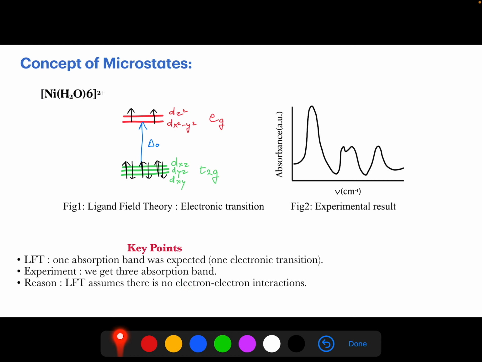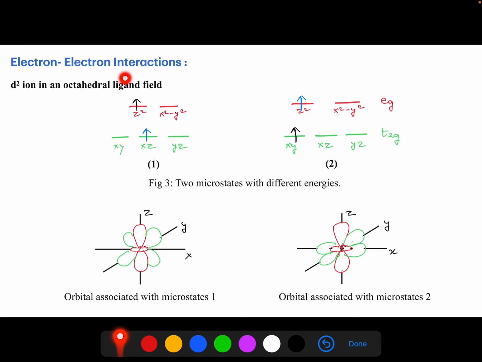that there is no electron-electron interaction. However, this cannot be true, as the electrons in d orbitals have repulsive interactions, and hence it affects the overall energy. So what happens when the electrons interact? Let's take one simple example of a d2 ion in an octahedral ligand field.